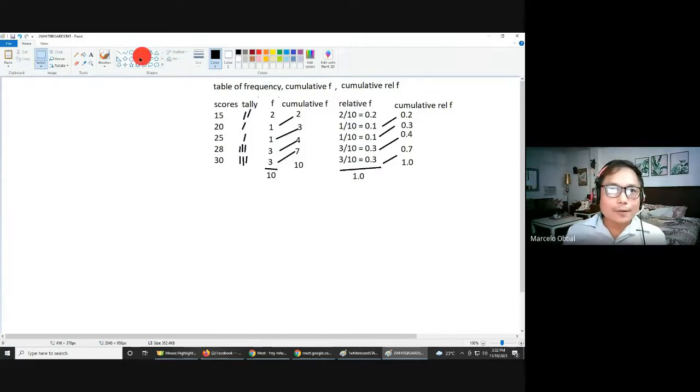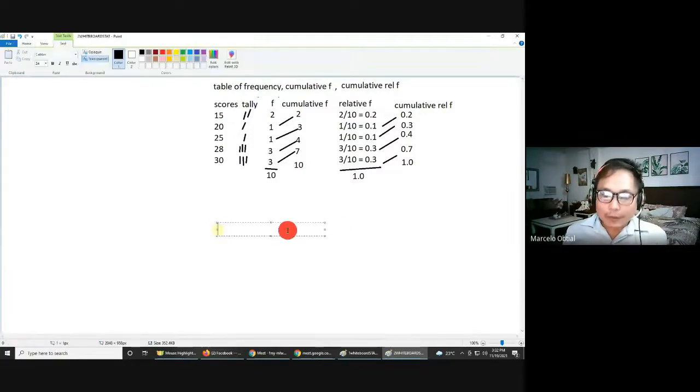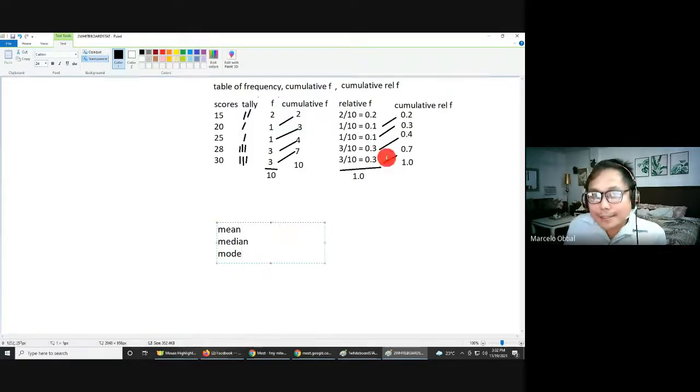My question now is, can you solve for the mean, median, and mode? That's a question. Obviously, yes, because this table came from those raw data. So there is a way to solve it. So let us solve the mean, median, and mode.